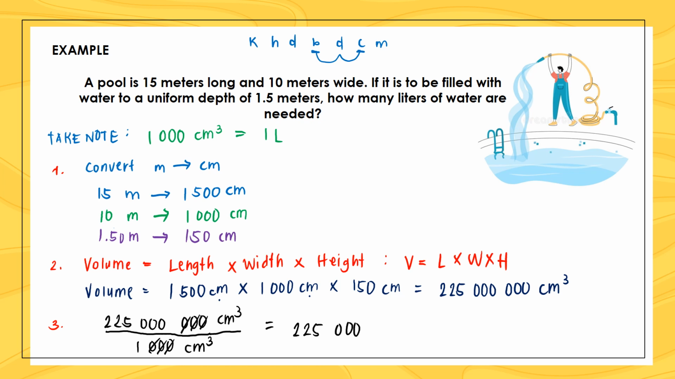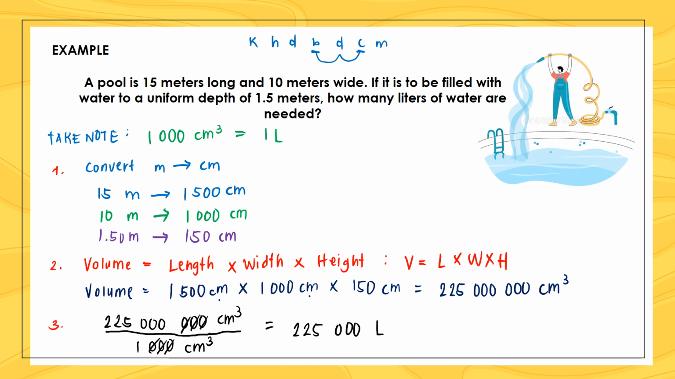225,000. And what's the unit that you will be using? Since we divided this by 1000 cubic centimeter, since that is the conversion factor to convert cubic centimeter into liters, therefore 225,000 liters. And this will be your final answer.